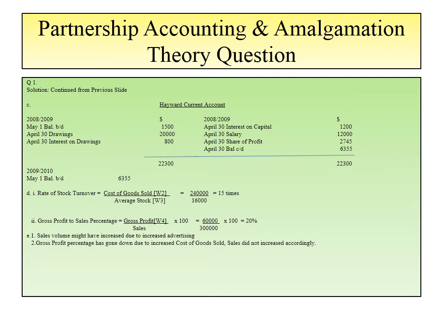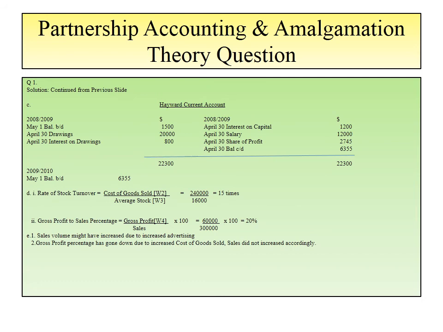And how do we calculate the gross profit to sales percentage? Gross profit is divided by sales and multiplied by 100 to get the percentage. Gross profit is 60,000 divided by 300,000 multiplied by 100, which gives us 20% as the share of gross profit to sales. It means cost of goods sold was too high, otherwise the gross profit would have been slightly more.